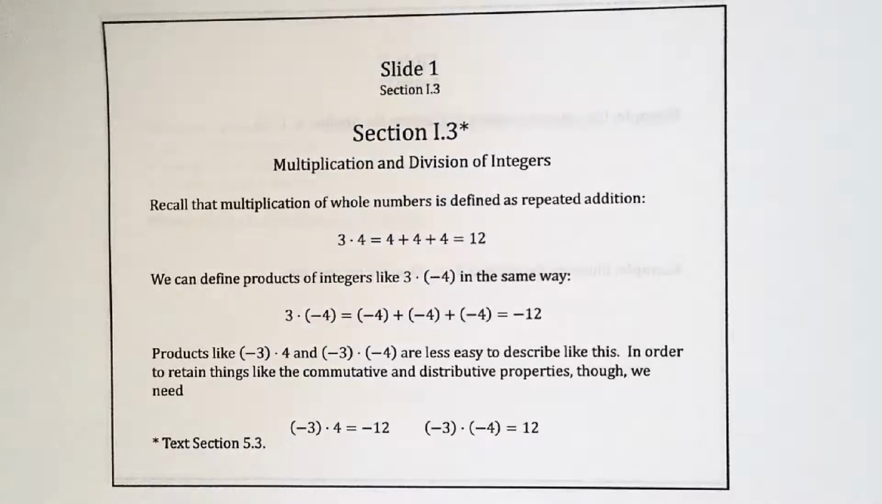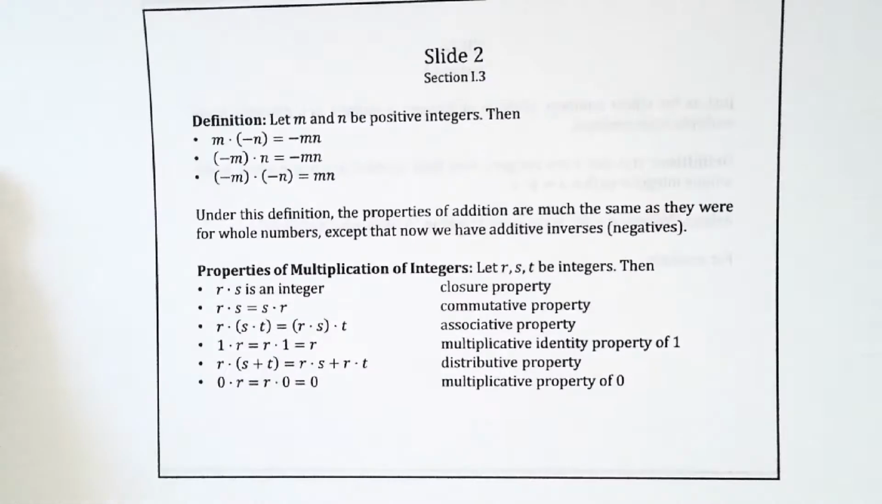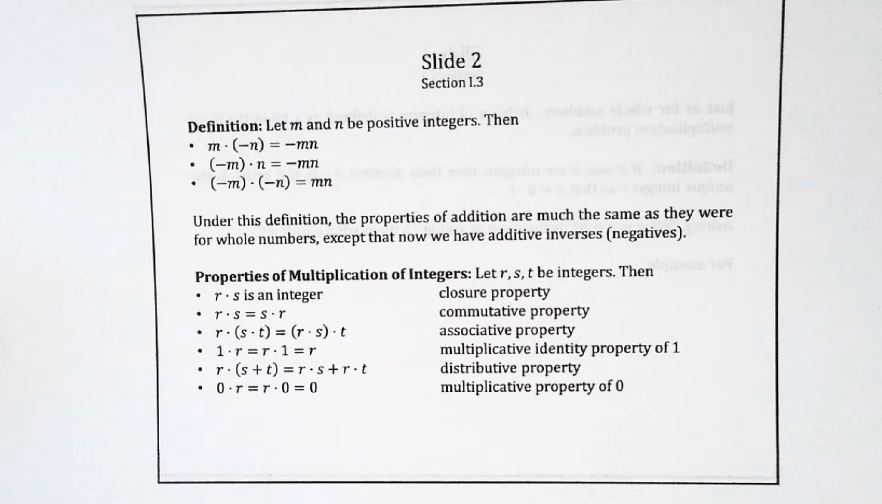Okay, so we have our basic definition. Positive times negative is negative. Negative times negative is positive. The absolute value of the product is the product of the absolute values. We have properties of multiplication, which are inherited from the properties for whole numbers. So if you go back in the textbook to section 2.4 and look at the properties of whole number multiplication, you'll find that these are exactly the same. There's nothing new.